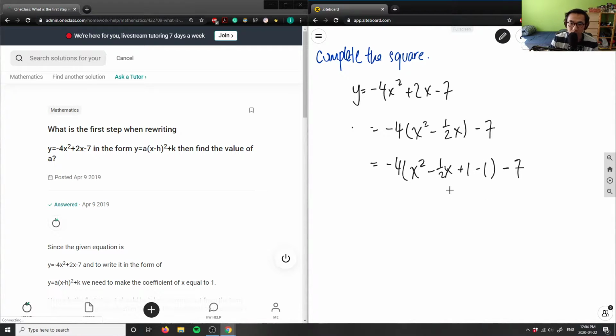We're going to take out negative 1 by multiplying by negative 4. So I'm going to have negative 4 times x squared minus half x plus 1. And we take out negative 1 times negative 4, which gives me positive 4, minus 7. And then finally, what I have here in the brackets is a perfect square trinomial, and this will give us the terms.